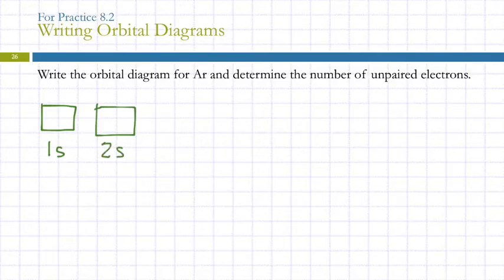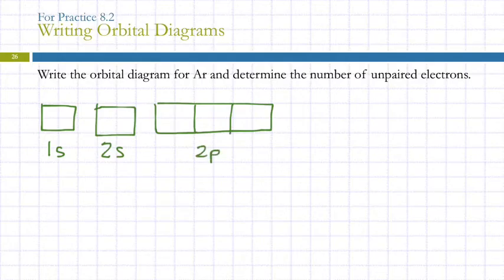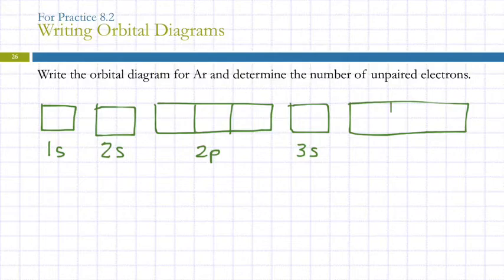Okay, so here's 1s. Here's 2s. P has 3 beds, so it's 3 boxes. So that's the 2p sublevel. And then we've got the 3s. Again, that's just 1 orbital. There's only 1 bed in the S room. And here's 3p.